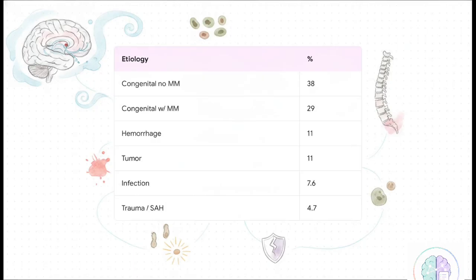Rebuilding the exact data from a really prominent 170 pediatric patient series, we can clearly see the distribution, and it tells quite a story. Congenital causes absolutely dominate the landscape here. Congenital cases without myelomeningocele make up 38%, and those with it make up 29%. So if you do the math, a combined 67% of this entire pediatric cohort were driven by congenital anatomical issues present at birth. Far behind that, tumors and perinatal hemorrhage each account for 11%, followed by previous infections at 7.6%, and finally trauma or subarachnoid hemorrhage making up the last 4.7%. Looking at these numbers really puts the massive weight of congenital structural defects into perspective, doesn't it?